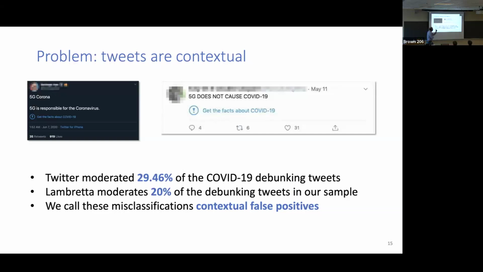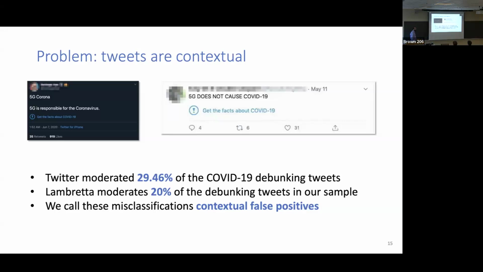The problem we have here: what our learning to rank was doing is identifying topical candidates. Those were tweets that had a similar or the same topic as something that had been debunked and therefore should be moderated. However, tweets are contextual. If you're talking about a topic, it's not a given that the tweet itself is spreading misinformation. You might be debunking that message. So you have '5G is responsible for coronavirus' compared to '5G does not cause coronavirus.'